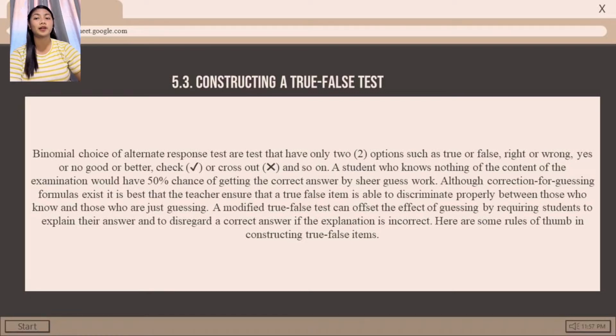by sheer guesswork. Although correction-for-guessing formulas exist, it is best that the teacher ensures that true or false items are able to discriminate properly between those who know and those who are just guessing. Modified true or false can offset the effect of guessing by requiring students to explain their answer and to disregard the correct answer if the explanation is incorrect. Here are some rules of thumb in constructing true or false items.